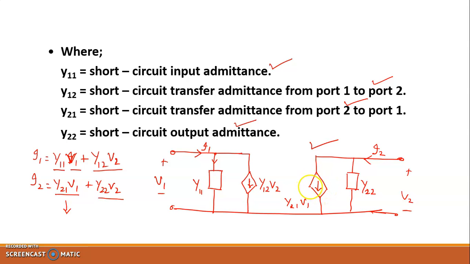So this is the equivalent circuit of a two-port network in terms of Y parameters. In terms of Z parameters we take voltage sources, and in terms of Y parameters we take current sources. Okay, so this is the equivalent representation of the two-port network in terms of Y parameters. So that's all with Y parameters.